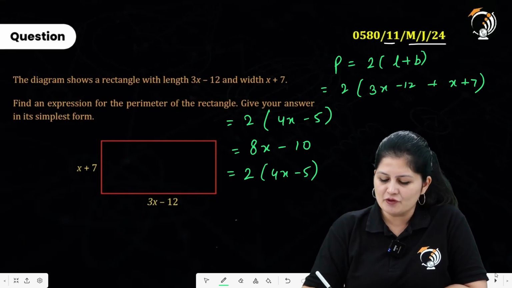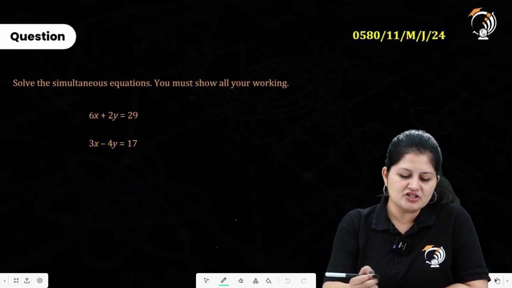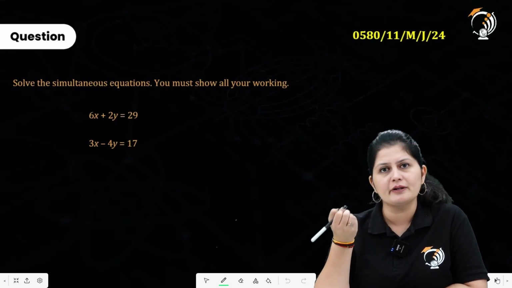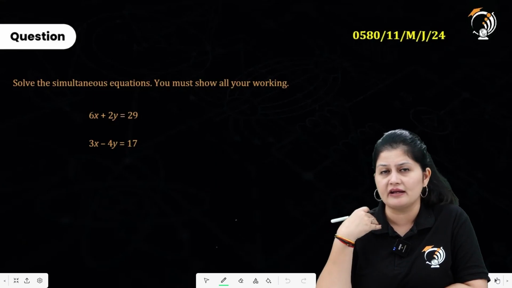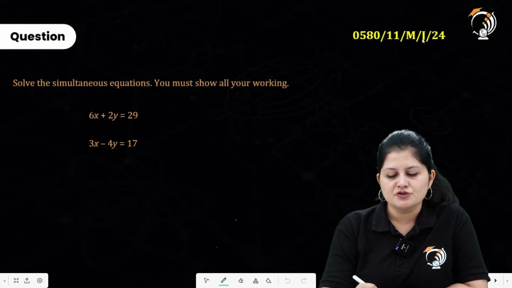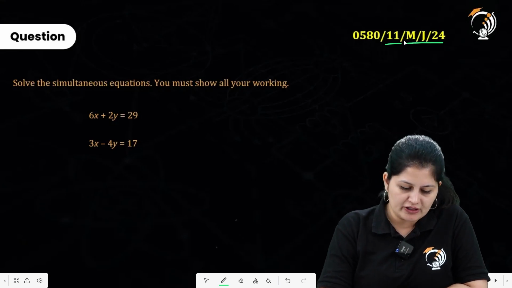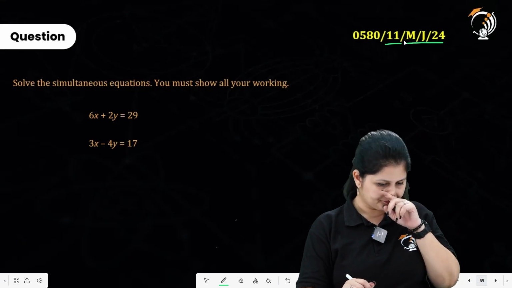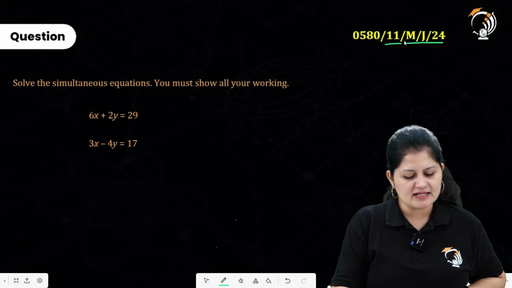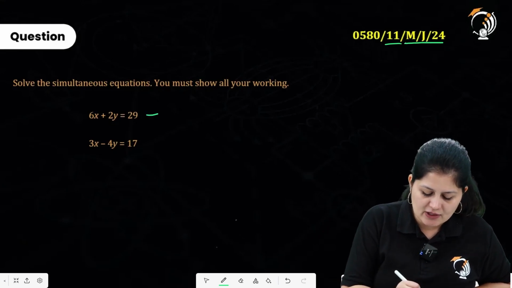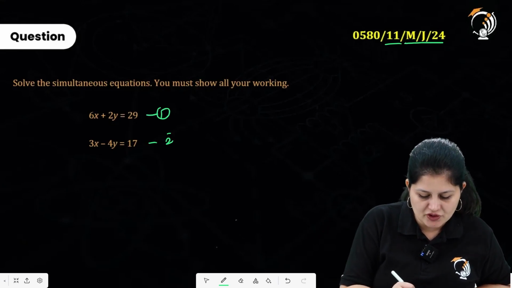Understood? Moving to the next question here, where we need to solve the simultaneous equation. As I told you, we get multiple questions from simultaneous equations, and in every paper you're going to get one. So that is from the paper of May-June 24 from the variant 1-1. So we need to solve this simultaneous equation by showing all our workings here. So in order to solve the simultaneous equation, let's take this as equation 1, and this as equation 2.